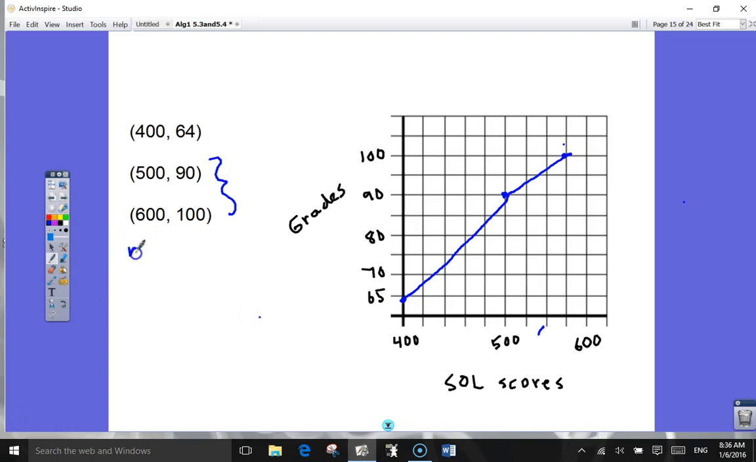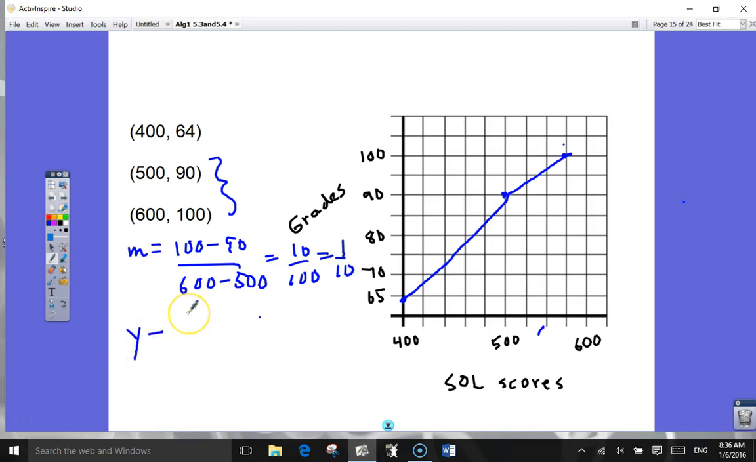Then I'm going to say m equals 100 minus 90 divided by 600 minus 500, which is 10 over 100, which is 1/10. And then I plug it in, and I usually use point slope. That's the one I would use, but you could use the other. y minus 90 equals 1/10 (x minus 500). There we go. So it's useful.